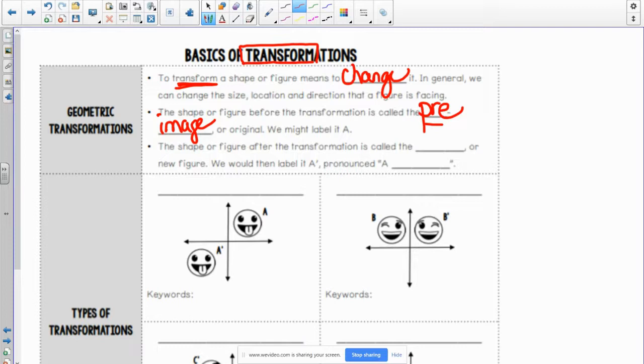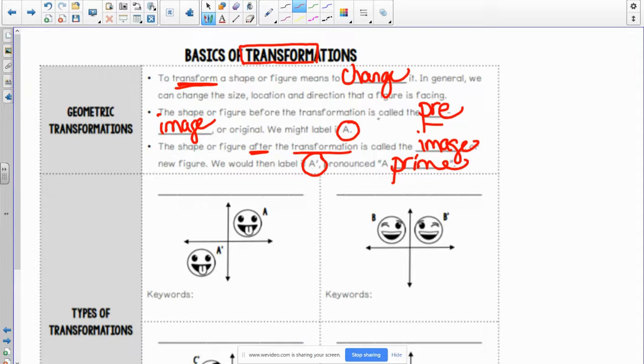The new shape or the new figure after it's been transformed or moved, we call that just the image. So pre-image is before we move it. After we move it or transform it, it becomes the image, or the new figure. And then we label it as, so that A that I talked about in the pre-image becomes A, and we pronounce that as A prime. That tells me I've taken a point or whatever we're looking at, and we've moved it, and that image is now called A prime.